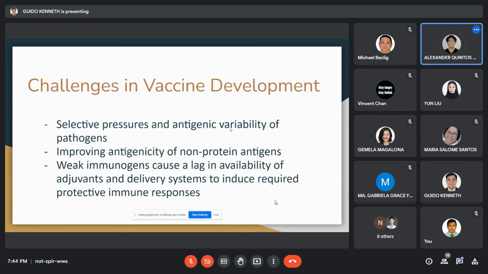But this is still, again, very difficult. This is one way that bioinformatics is used, but it's still very difficult. So selective pressures and antigenic variability of pathogens, improving antigenicity of non-protein antigens, weak immunogens, which cause a lag in availability of adjuvants and delivery systems to induce required protective immune responses. Next slide, please.